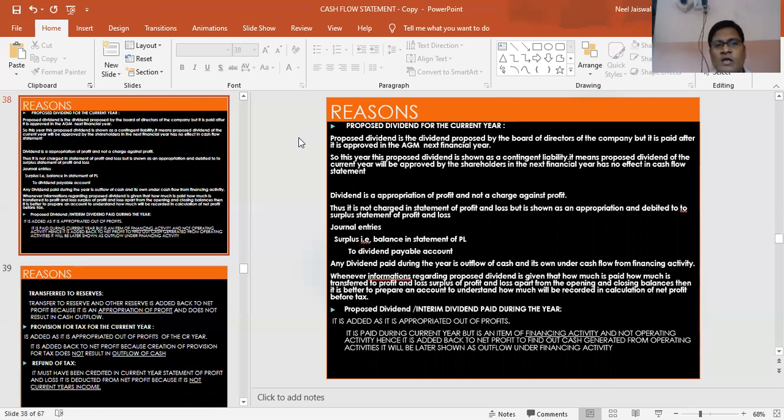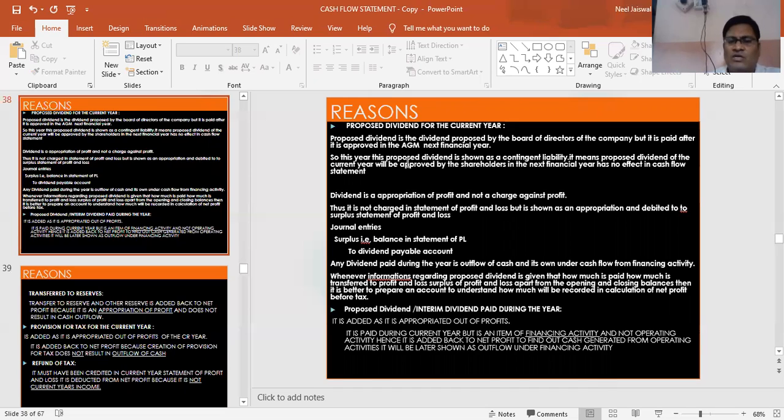Now, why do we add the proposed dividend of the previous year? See, proposed dividend is a dividend proposed by the board of directors of the company. It needs to be approved by the shareholders in the shareholders meeting. It takes time, meaning this year's proposed dividend is to be approved at the end of this year, so the effect will be in the next year. That means the previous year's proposed dividend is approved this year, so the effect is this year only. Previous year's item will be shown this year.